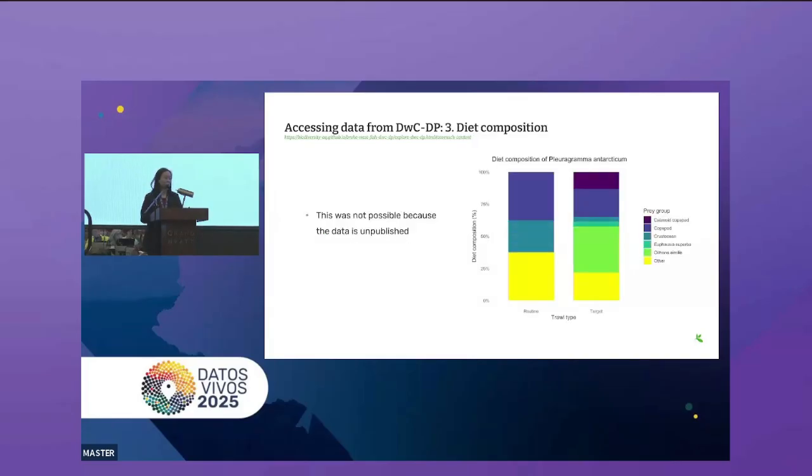And finally, I would also like to see if we can pull out the diet composition from the Darwin Core Data Package. And yes, it is possible. We look at the diet composition of Pleuragramma antarcticum from both routine samples from a routine trawl or the target trawl. And these are what we found. And all this was not possible if the data was unpublished.